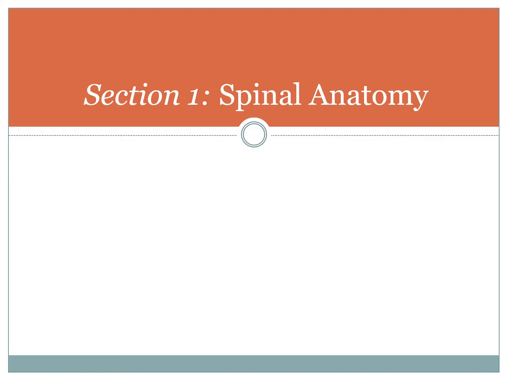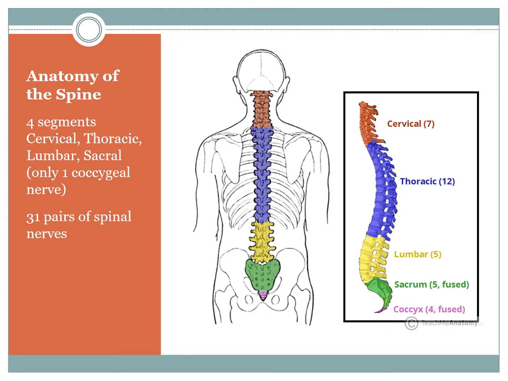We will begin by briefly having a look at the anatomy of the spine. As we can see in the diagram, the spine contains 4 segments: cervical, thoracic, lumbar, and sacral. The cervical spine contains 7 vertebrae and supports the weight of the head. The thoracic spine contains 12 vertebrae and holds the rib cage.